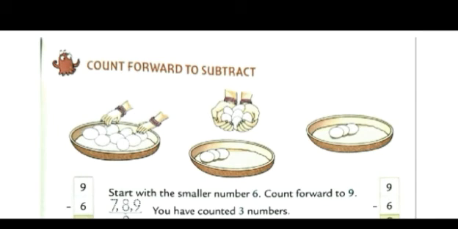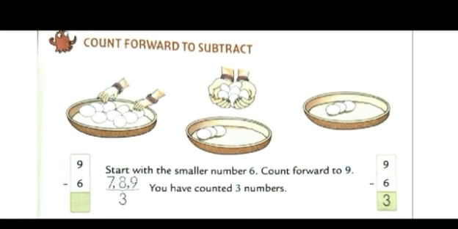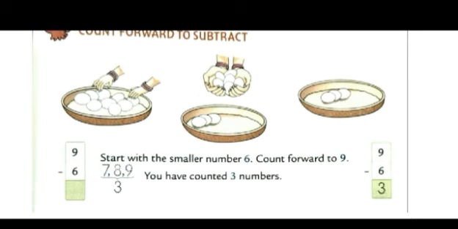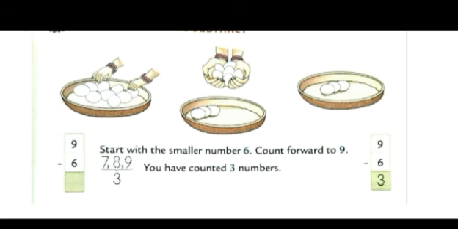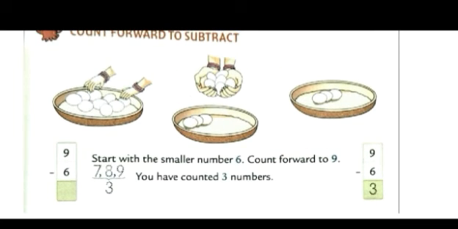So scholars, now we move on to a new topic. Count forward to subtract. Here we will learn how to subtract a number by counting forward. So see this first example given here. 9 minus 6. We have to subtract 6 from 9 but using count forward method. Okay, start with the smaller number. When we count forward to subtract, we always start with a smaller number. And when we count backward to subtract, we always start from a bigger number. So here we have to start from the smaller number.